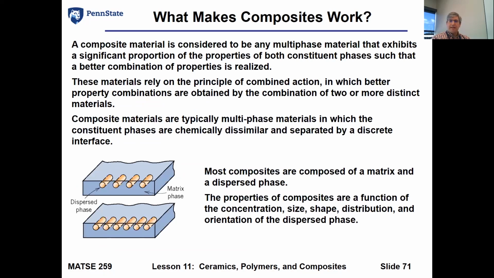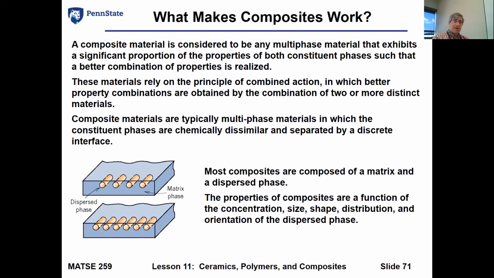Material properties can be enhanced one way or another by taking materials that have significantly different properties and combining them. They typically are multi-phase materials, so that the reinforcement particles are much different than the matrix material.